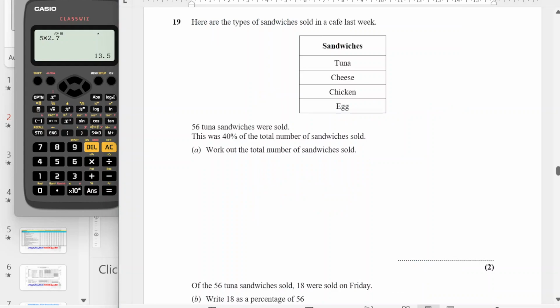Right, question 19. There are types of sandwiches sold in a cafe. 56 tuna sandwiches were sold. This was 40% of the total number of sandwiches sold. Work out the total number of sandwiches sold. So in effect, it is saying that the number of sandwiches sold, we'll call it X, times by 0.4, that's 40%, is equal to 56. So if we want to work out the number of sandwiches sold, we'd do 56 divided by 0.4.